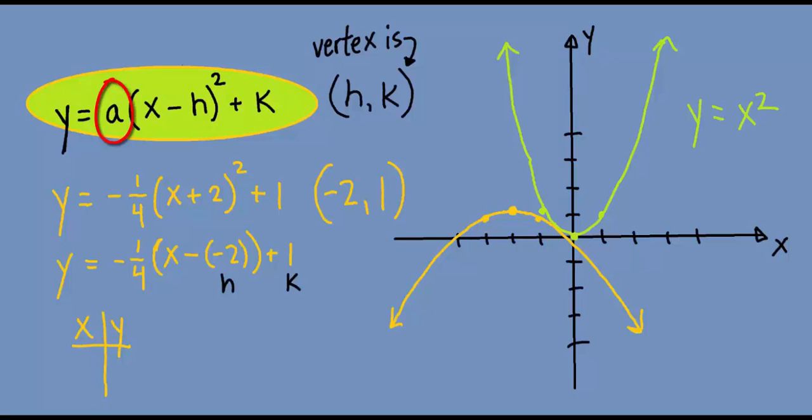That a value out front is what I was just talking about, the up, down, and narrow or wide. The minus h is an indication that the x coordinate of the vertex is the opposite of this number here, which in this case is a +2. And then plus k is the straightforward y coordinate of the vertex.